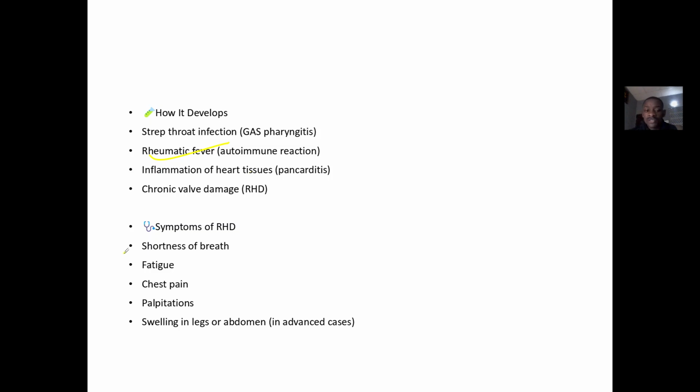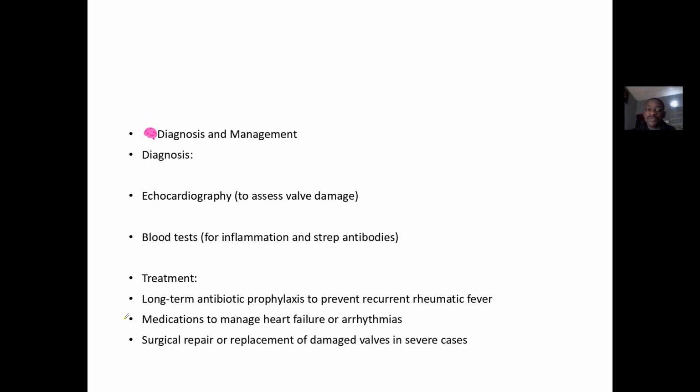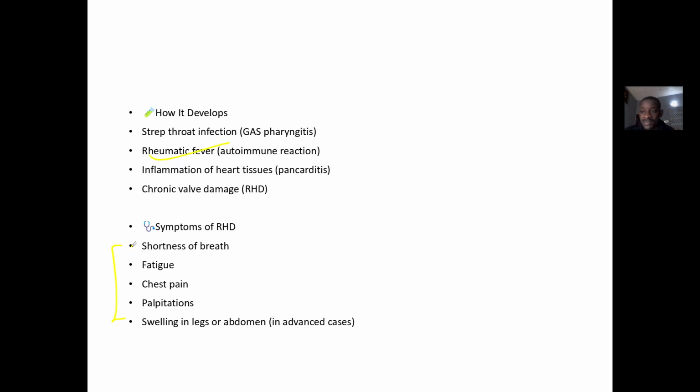Now, the issues that the patient will be facing are shortness of breath, weakness, chest pains, and the heart beating abnormally, do you understand? Swellings in the legs and the abdomen, that's edema. So you can diagnose it by echocardiography and blood tests just to confirm the streptococcus organism. Then treatment is antibiotic prophylaxis, medications to manage heart failure, surgical repair, or you can totally replace the valves that are basically being damaged.